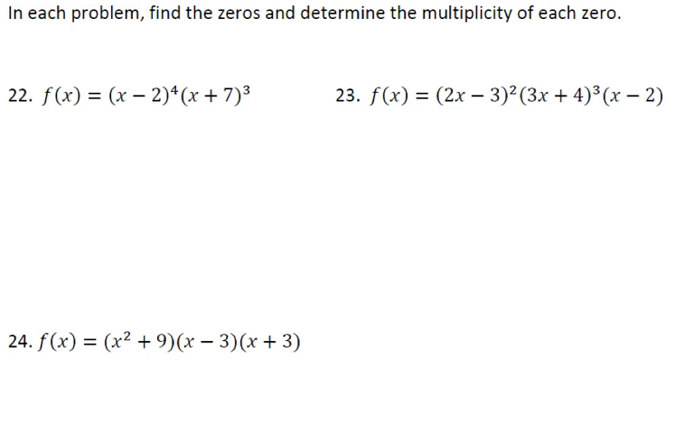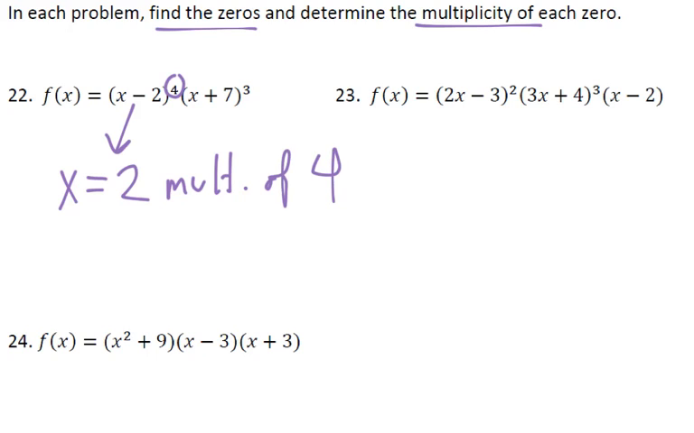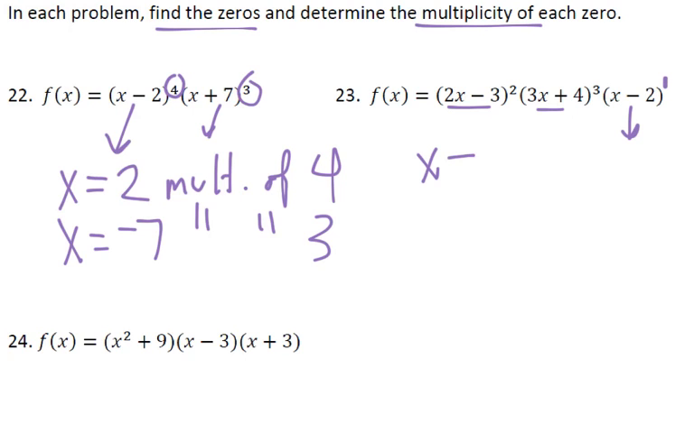Alright, now the last problems, find the zeros, determine the multiplicity. So remember, just take what's inside the parentheses, get the opposite. So one zero is positive 2. Look at the power with a multiplicity of 4. The other one, opposite of positive 7, so negative 7, with a multiplicity of 3. That's all you got to do. Now, of course, these ones are obviously going to make it a little more tricky, but this one, easy. It's got a 1 there, so x equals positive 2 with a multiplicity of 1, so m of 1.